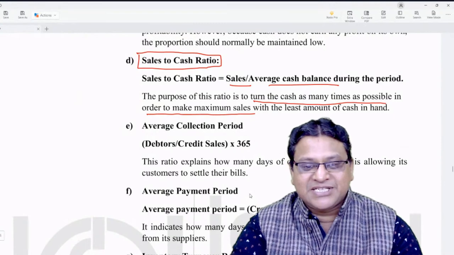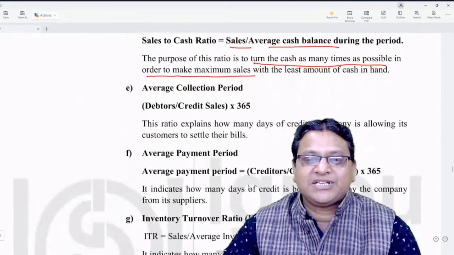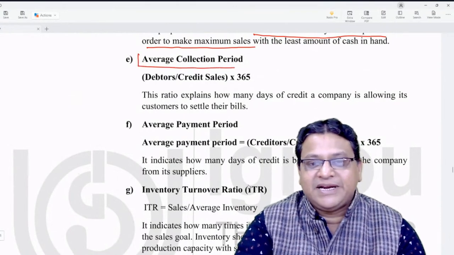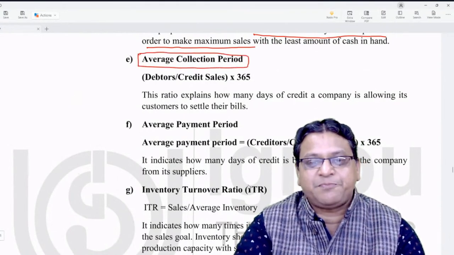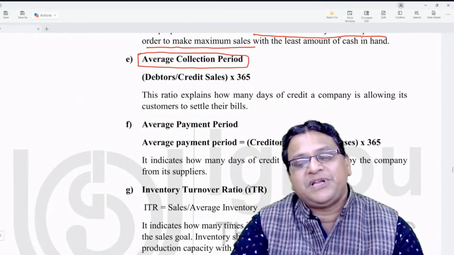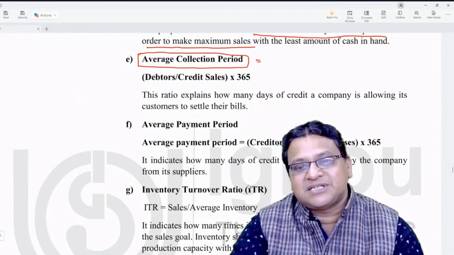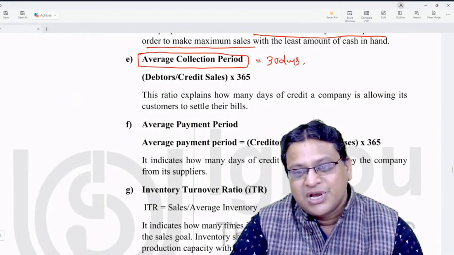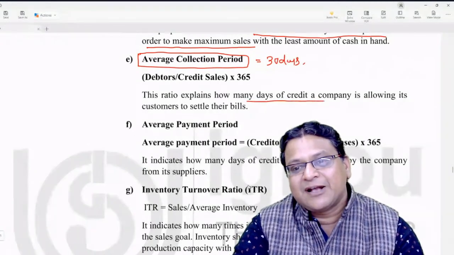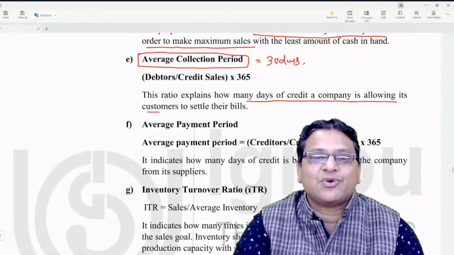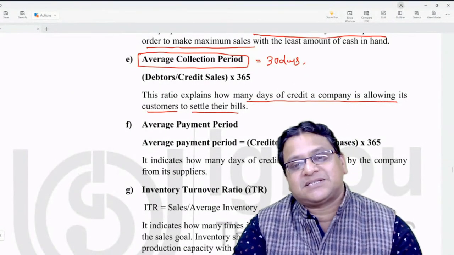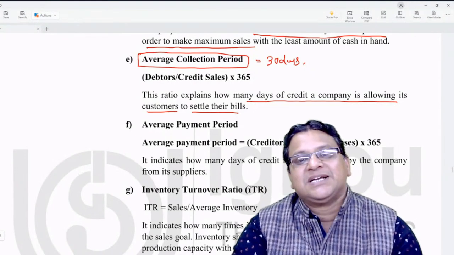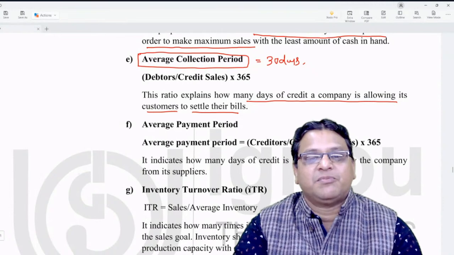Next, we calculate a ratio that is known as average collection period. How is it calculated? Debtors by credit sales into 365. What does average collection period show? Suppose a business's average collection period is 30 days. It shows how many days of credit a company is allowing its customers to settle their bills. Average collection period tells the average credit allowed to the customer.